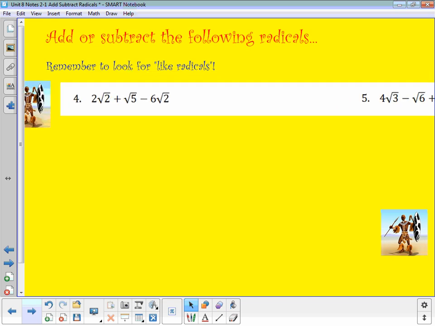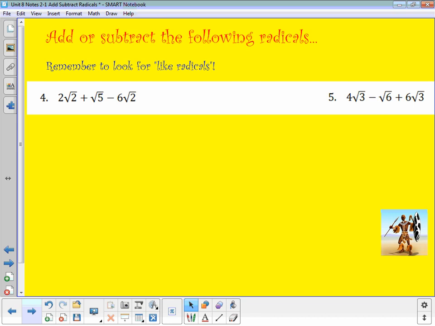Okay, so here we have 4 square root of 2 plus 5 square root of 5 minus 6 square root of 2. So I can only combine things with the same radical. First thing I want to do is simplify. Well, I notice square root of 2 is prime, so that radical is simplified. Square root of 5, that's prime, so that radical is simplified. And again, square root of 2 is simplified.